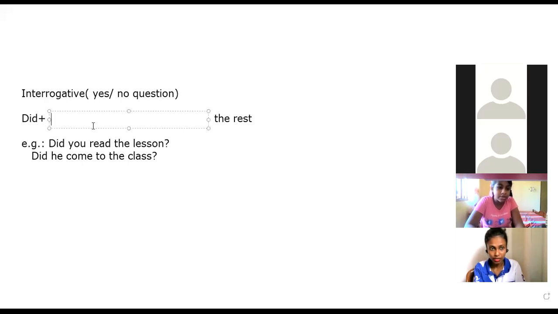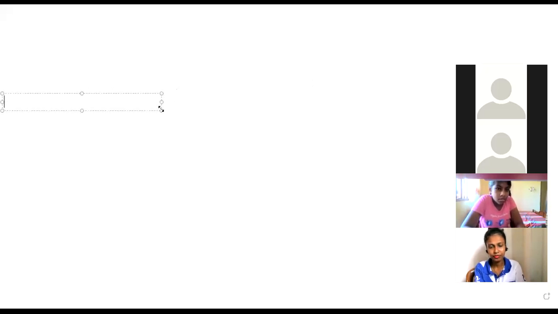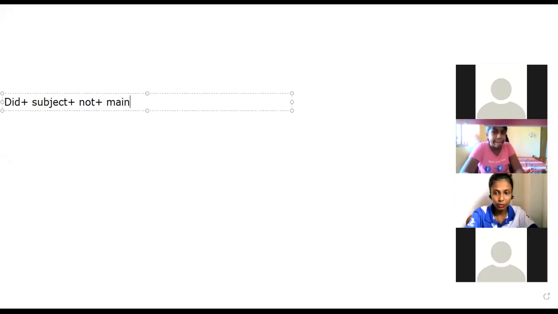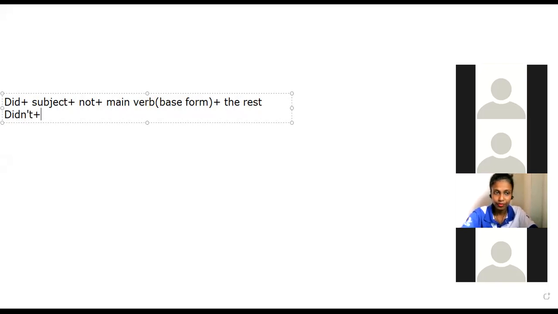Either you can put like this: did plus the subject, not, main verb in base form. Or you can use didn't right away. Like this.